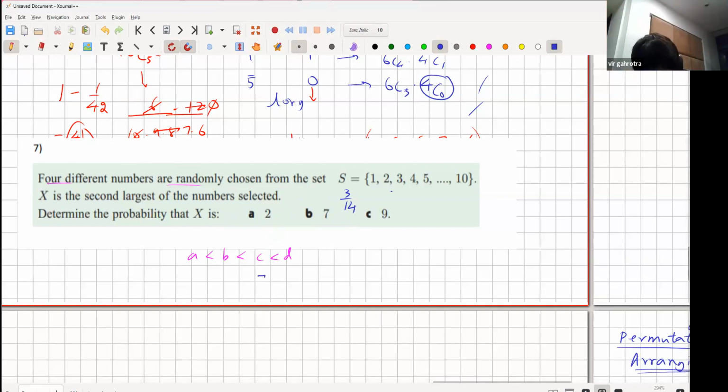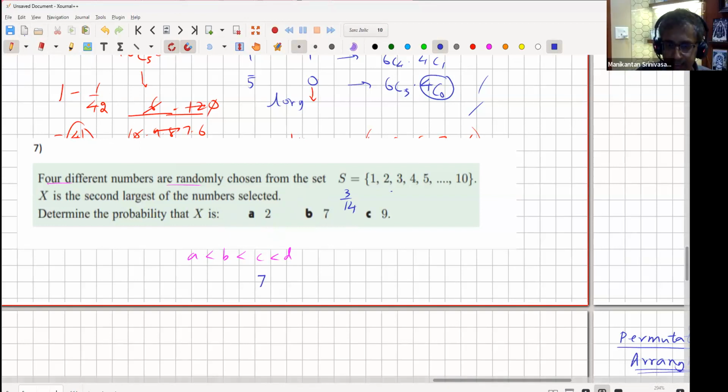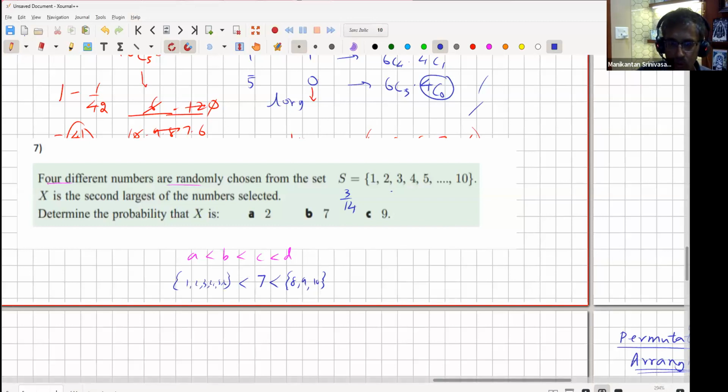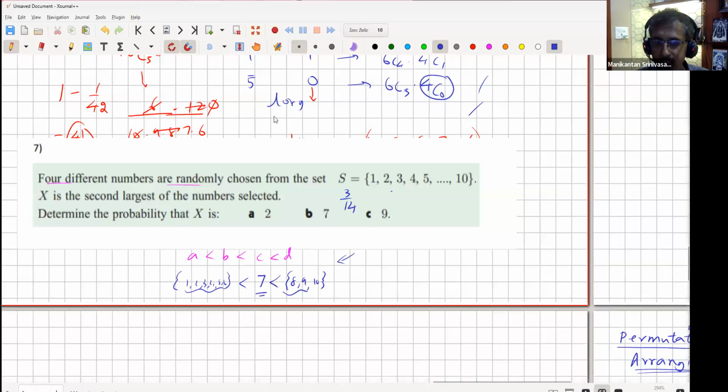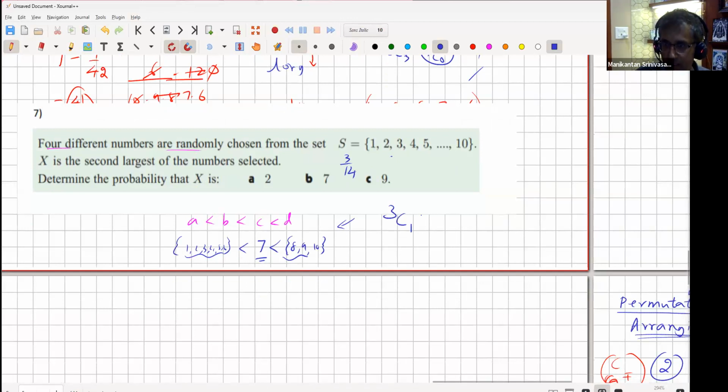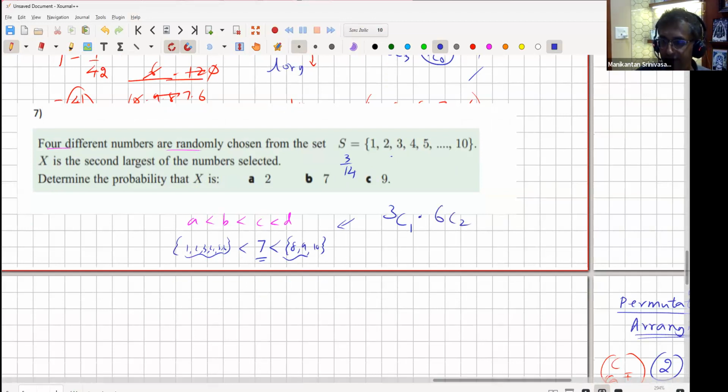No. Okay. All right. So 7 is here, which is the second largest, among A, B, C, D. So we must select 1 of 8, 9, or 10. And then from the remaining 1, 2, 3, 4, 5, 6, I must select 2. So I definitely want 7. So let's list out the number of possibilities in which I can select. I must definitely select 7. So that's done. From 8, 9, and 10, the 3 numbers, I have to select 1. That's 3 choose 1. From the remaining 6, I'll have to select 2. These are my favorable cases.